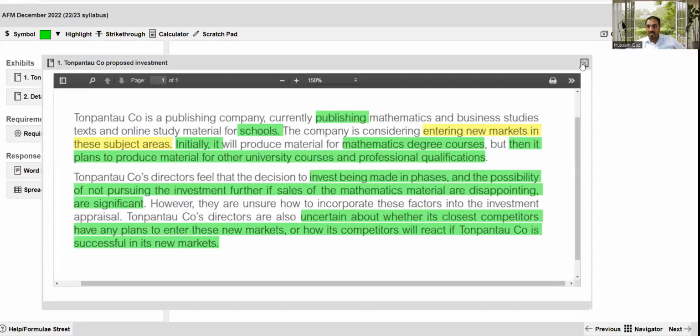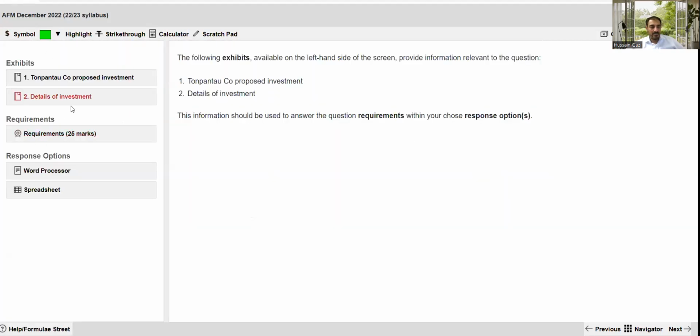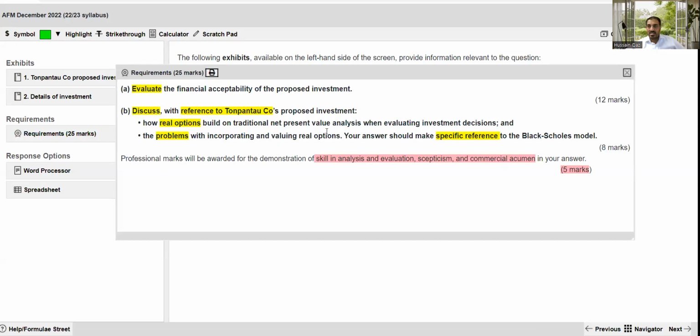So the first one is the context. Second one, calculation details. Requirement. Then you need to make a requirement once again. A, evaluate the financial acceptability of the proposed investment. That is 12 marks.